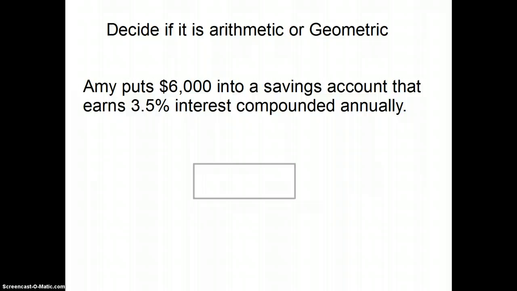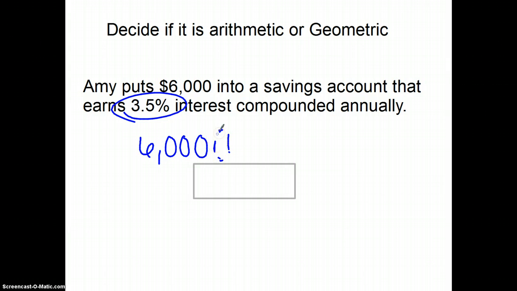To decide if it is arithmetic or geometric, Amy puts 6,000 into a savings account that earns 3.5%. Anytime you've got percent of a number, you're timesing it. And in this case, it's actually 6,000 times 1.035 is actually what it'd be multiplying by each year. And so this one is going to be geometric.